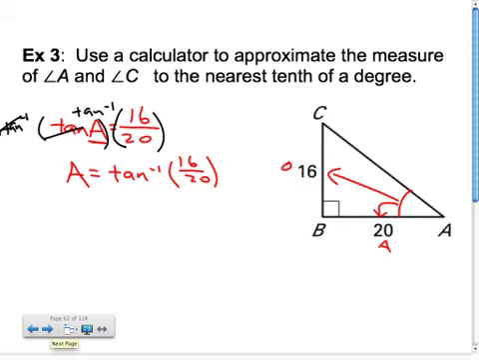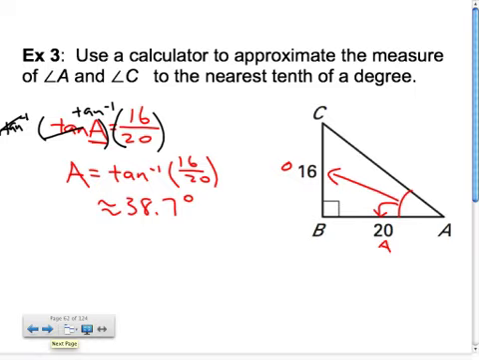I hit second tangent, 16 divided by 20, hit enter. I did that wrong. Make sure you put your 16 over 20 in parentheses. So second tan -1, parentheses, 16 divided by 20, parentheses, enter. And I believe you should get something pretty close to 38.7 degrees here for angle A.